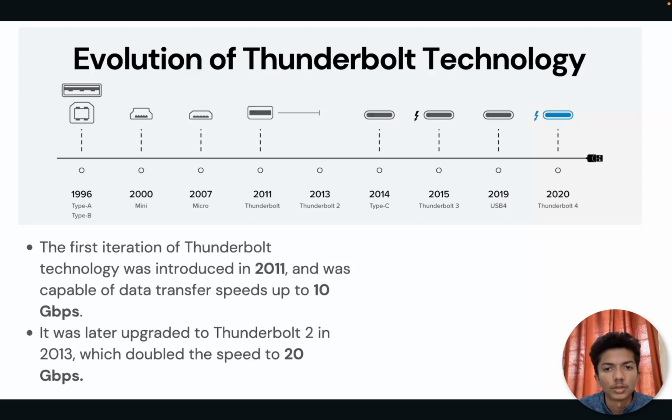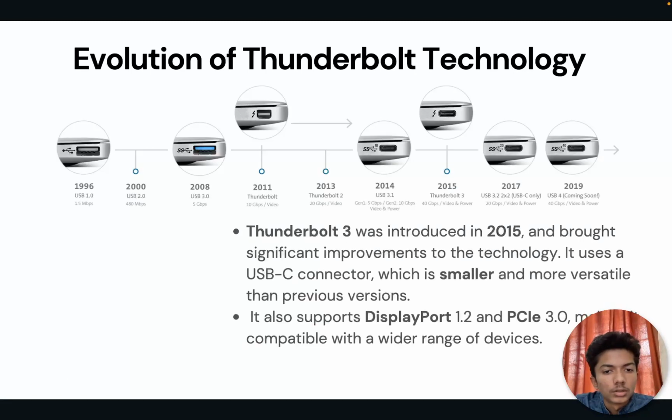Architecture of Thunderbolt. So Thunderbolt 3 was introduced back in 2015 and brought significant improvements to the technology. It uses a USB-C connector, which is smaller and more versatile than previous versions. It also supports DisplayPort 1.2 and PCIe 3.0, making it compatible with a wider range of devices.